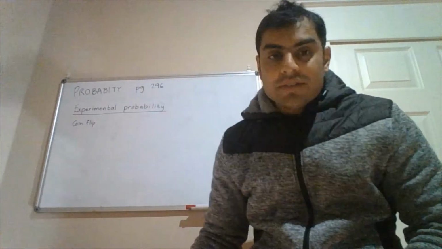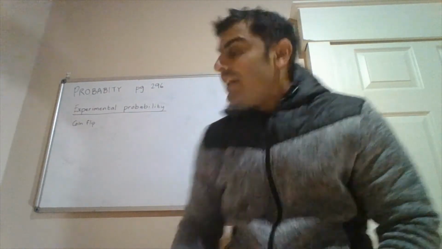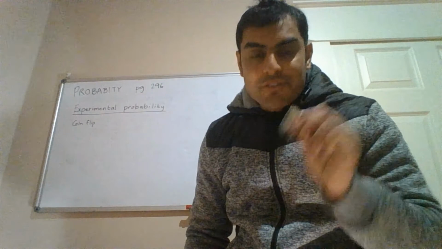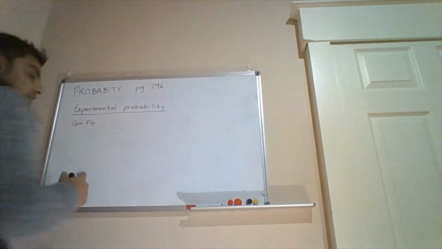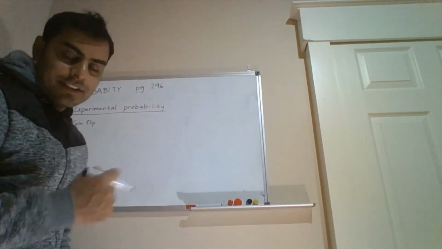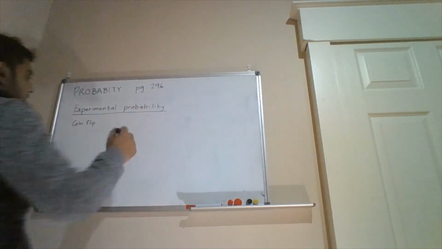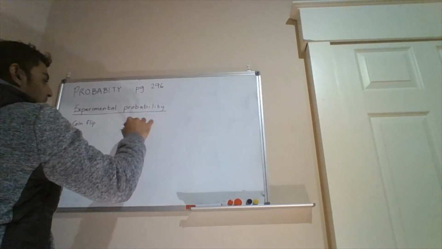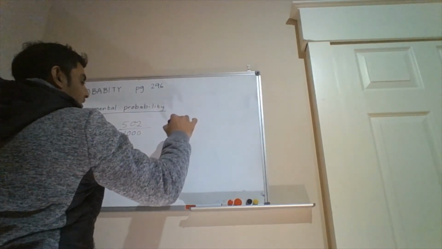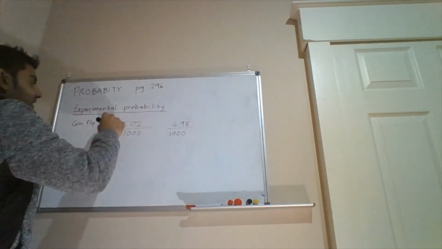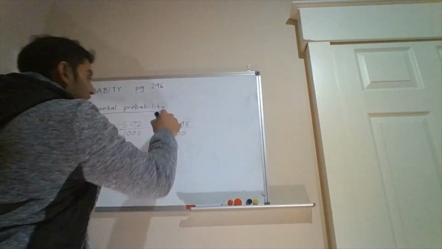Next, we'll talk about experimental probability, and unlike theoretical probability, which was determined from a mathematical model, experimental probability is determined from experience. So once again, we'll look at the example of our coin flip. And how we go about this is we would flip the coin 100 or 200 times, as many times as possible, and we'd count the number of heads and the number of tails that we get. So say we flip this coin 1,000 times, and we got 502 heads and 498 tails. So 502 out of 1,000 was heads, and 498 out of 1,000 was tails.